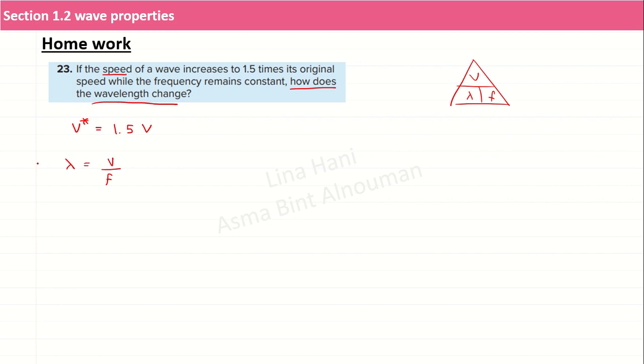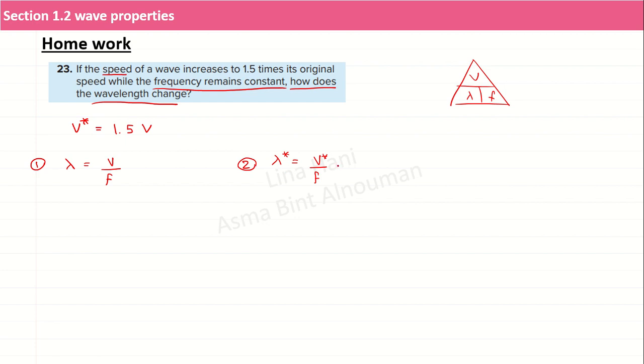So this is the old equation, equation number 1. Equation number 2 is the new one. The new wavelength is equal to the new speed divided by the frequency. Now you might say, why didn't I say the new frequency? Well, remember, it says the frequency remains constant. We didn't change the frequency. We only changed the velocity, or the speed.